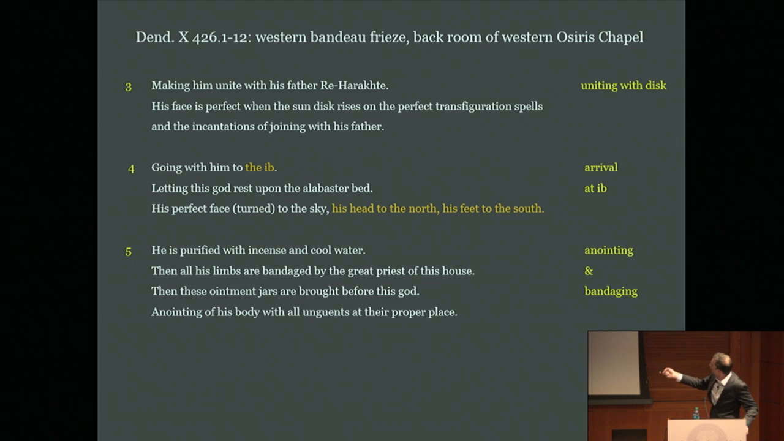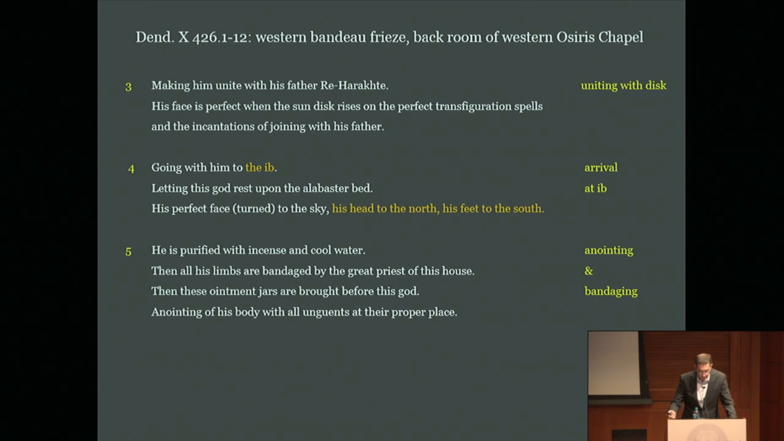And now we get to 4, the arrival at the Eep. It says, and going with him to the Eep, letting this god rest, letting the mummy rest upon the alabaster bed. So there's somewhere a bed in this room. The mummy's face turned to the sky, his head to the north, his feet to the south. Isn't that beautiful? That's what we have in the Artemis papyrus. What happens then? He's purified with incense and cool water. That's what we also have in the Artemis papyrus. And then it explains, then all his limbs are bandaged by the great priest of this house. Then these ointment jars are brought before the mummy and anointing the body with all the unguents at their proper place. This happens then, of course, in the next 35 days before the burial, which is an anointing and bandaging.